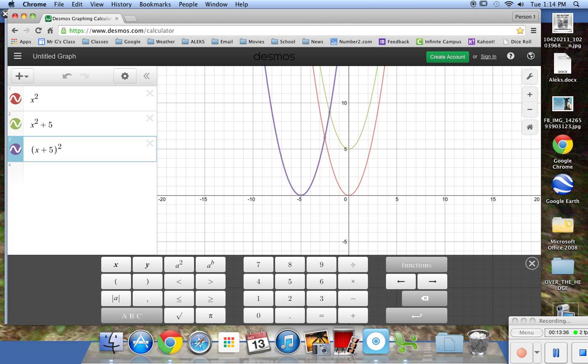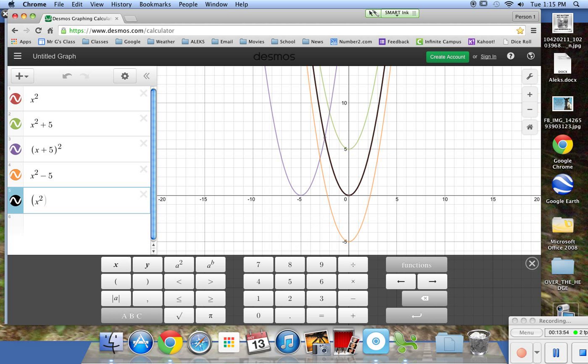If I was to take another one here and say x squared minus 5, it'll move it down. All right? I moved it down. And if I take another one here and say parentheses x minus 5 parentheses squared, notice it moved it over here. All right, these are called translations. I'm able to take that x squared graph and move it around on my graph coordinate. Okay? That's called a translation.